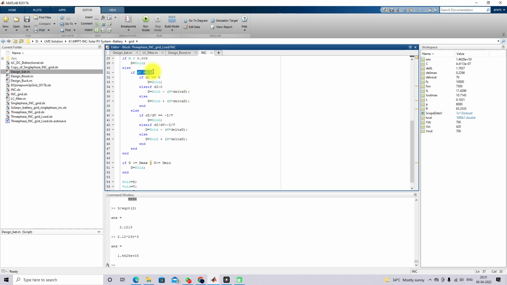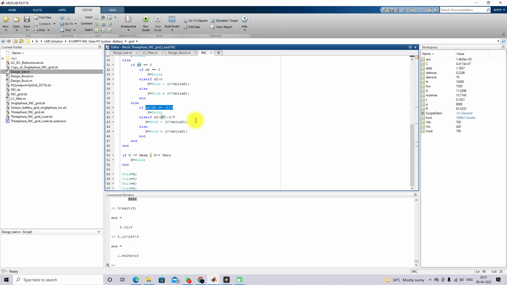If the change in voltage is not equal to 0, then you check this condition, which is nothing but the incremental conductance condition: di by dv equal to minus I by V. If this condition is true, again the PV is operating at the maximum power point, so we maintain it, meaning the duty cycle is fixed equal to the previous duty cycle. If this condition is not true, then you check whether di by dv is greater than minus I by V. If this is true, then you decrement or increment the duty cycle accordingly.